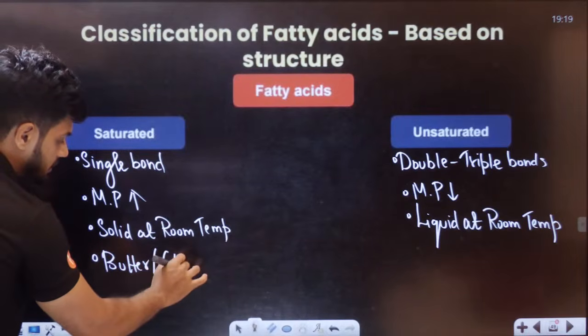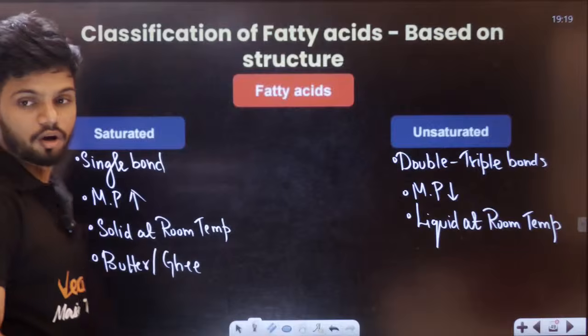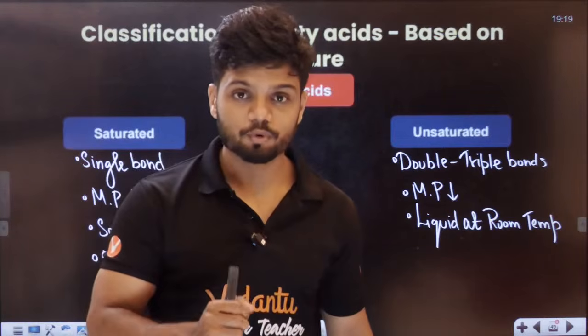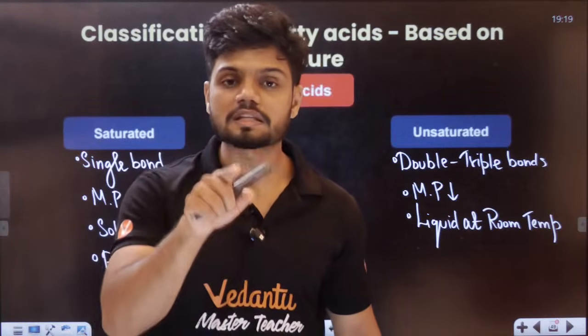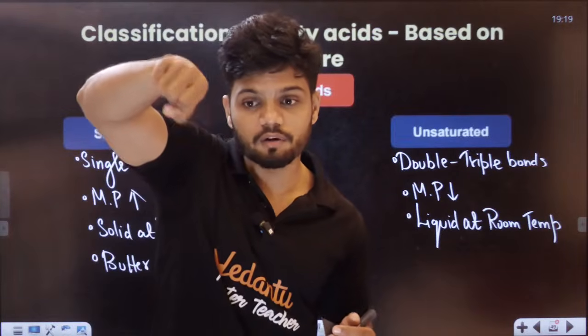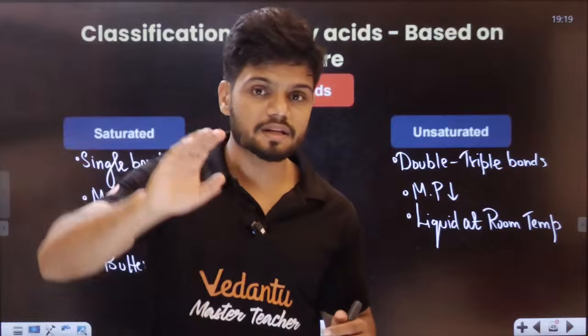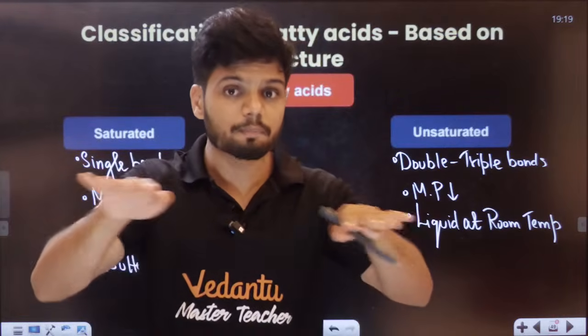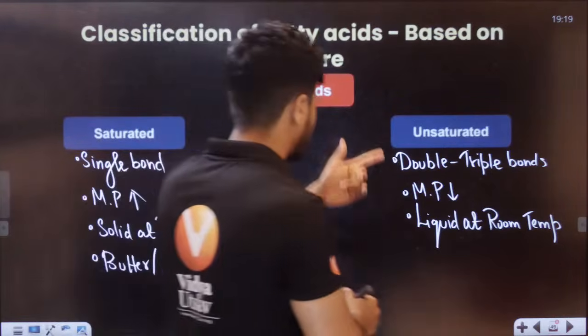Butter as well as ghee is the example. While your cooking oil, students, the cooking oil which you use in the house, the sunflower oil which you have, that is liquid, no? The sunflower oil which you add is always liquid. Sunflower oil is generally liquid at room temperature. That is your cooking oil here.